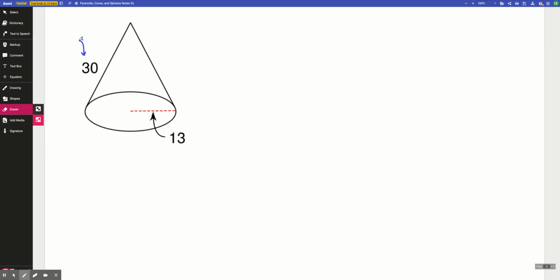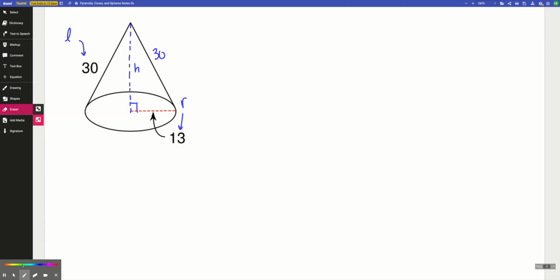So for this cone, I have 30 as my slant height. Okay, and 13 is my radius. Now I want you to keep in mind that you do not know the height of this cone, which you will need. You are going to need that in order to find the volume of this cone. But remember, this slant height here is 30, and you have a right triangle, so you will end up needing the Pythagorean Theorem, okay?